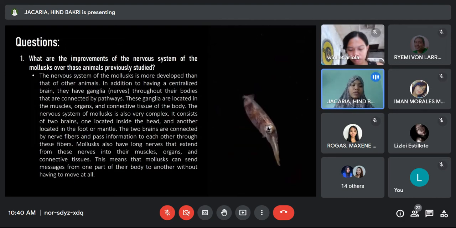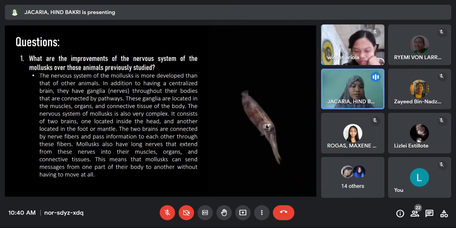Then for the questions, for number 1, what are the improvements of the nervous system of the mollusks over those animals previously studied? So the mollusks, they have a very complex nervous system. They have a centralized brain, they have nerves throughout their bodies that are connected by pathways. And another example of a mollusk is the octopus. As we all know, they have two heads.